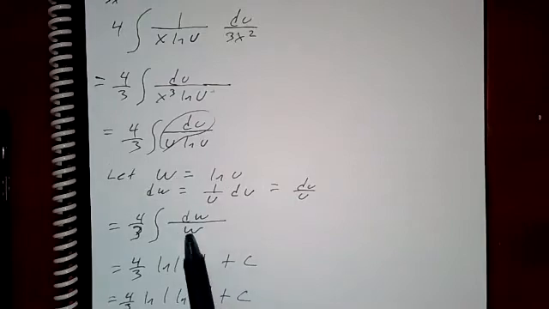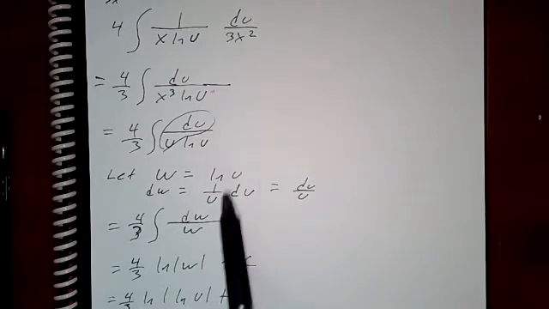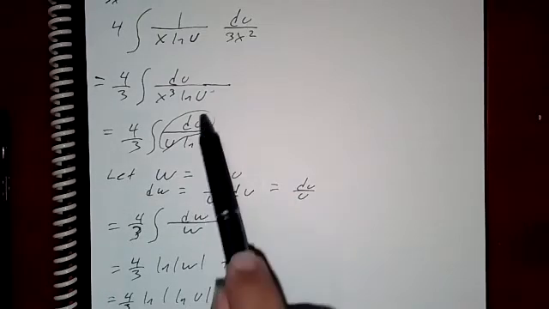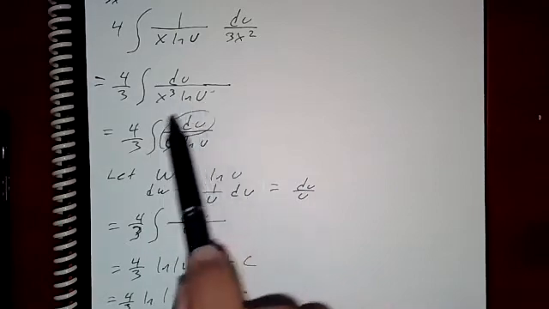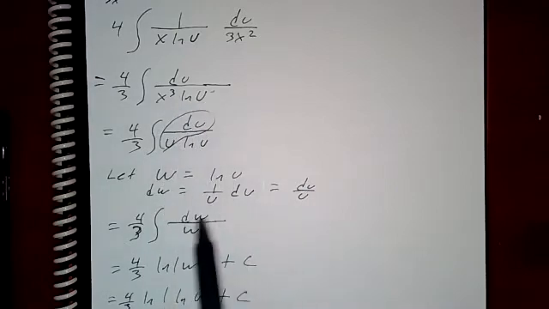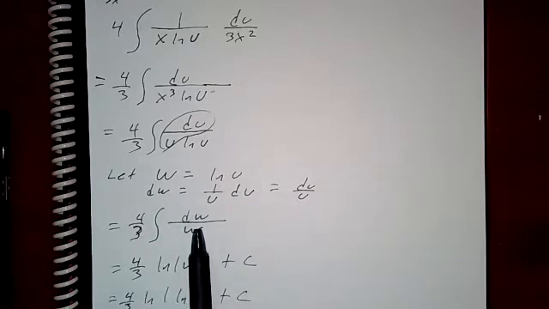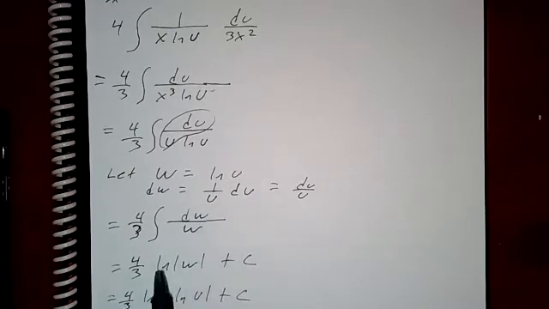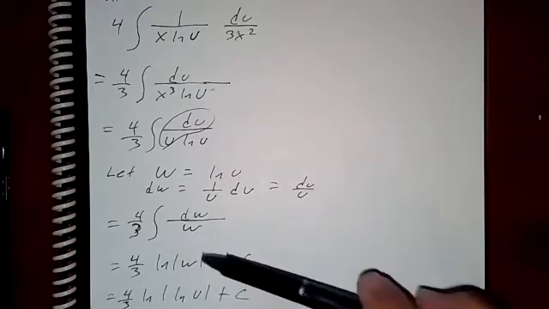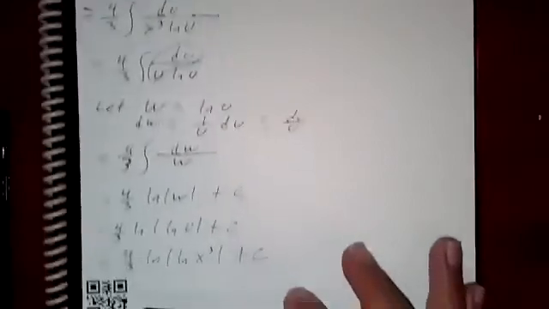So w is on the bottom and the derivative of w is 1 over u. So that's going to be dw right there. See how I replaced it? And once we get there, we just do the basic formula. Integral of this is ln w. And then we got to resubstitute all the way back to x because we did it twice.